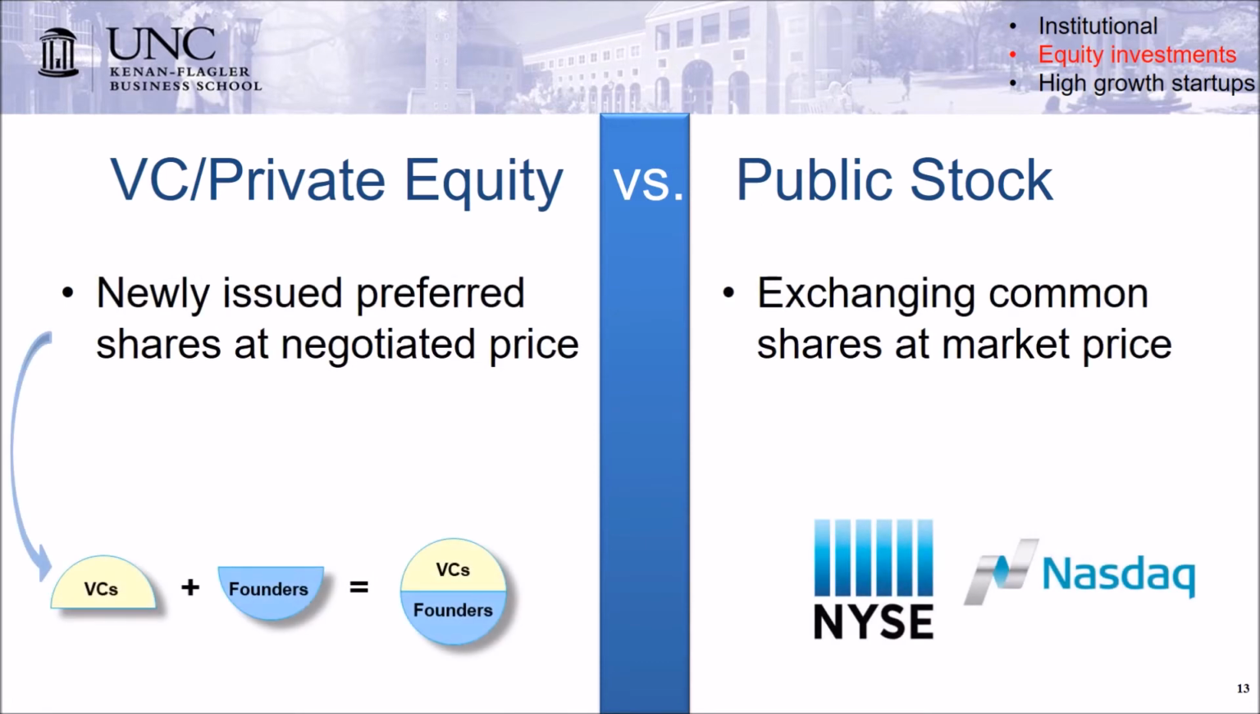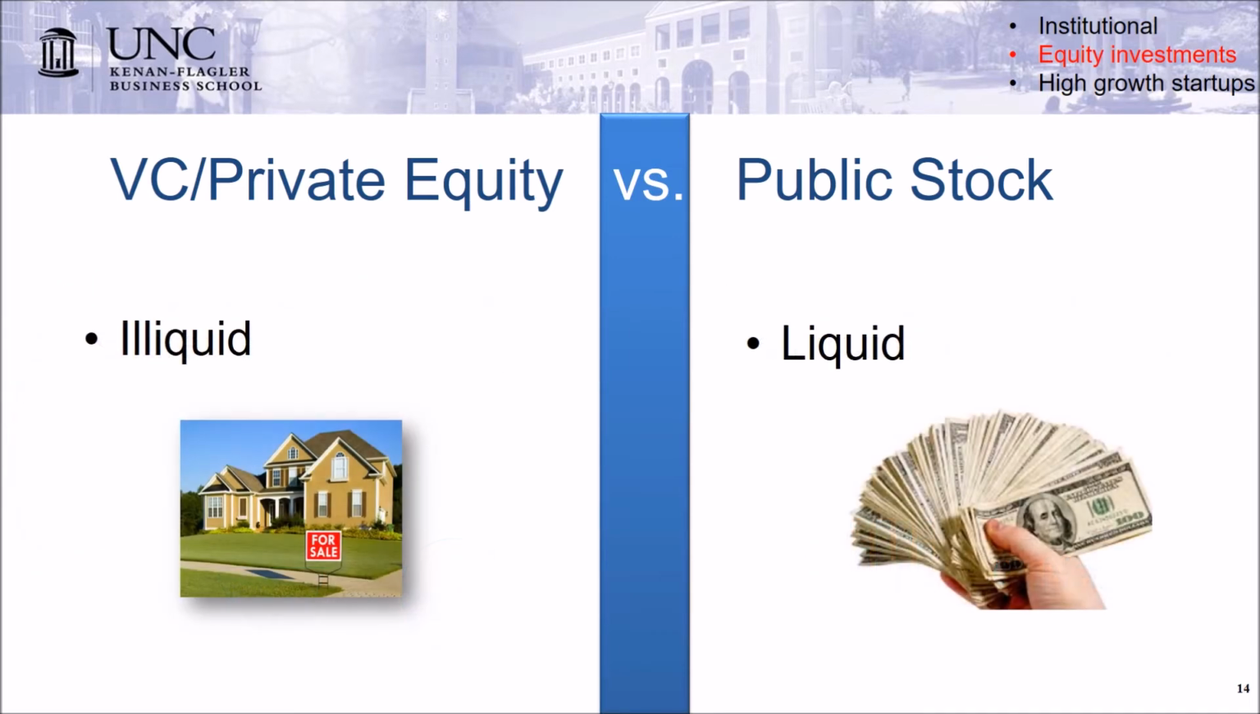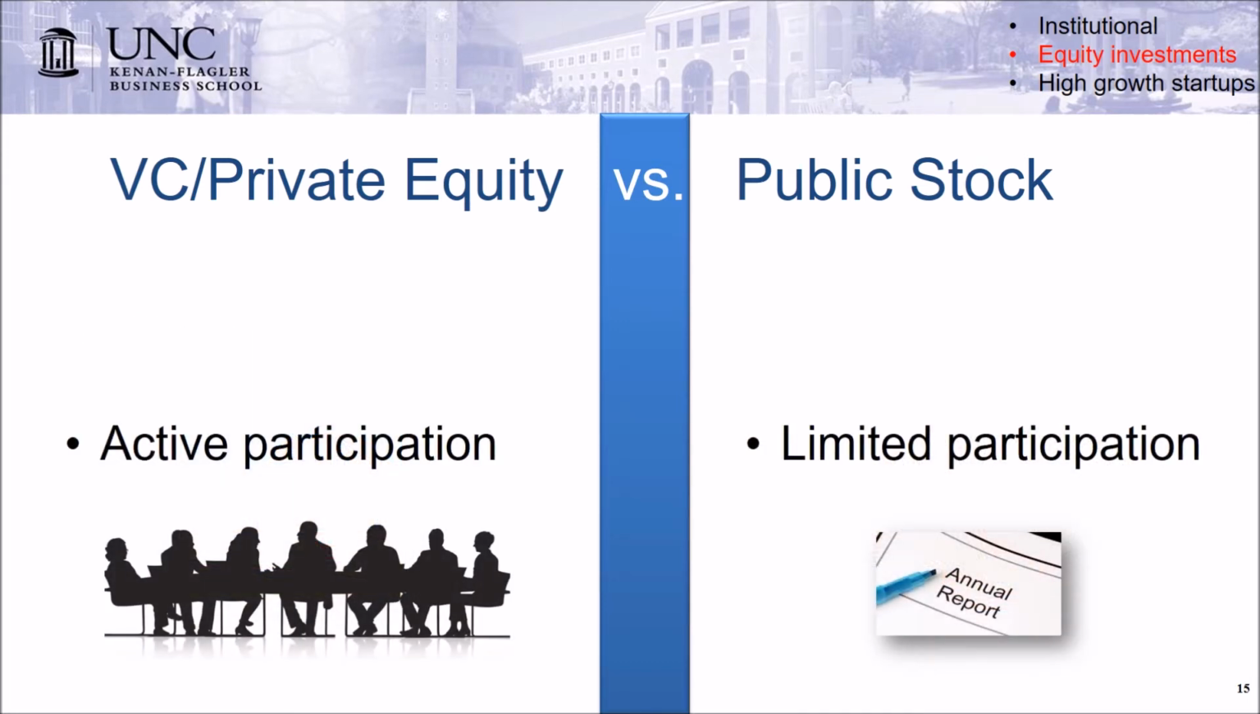Because VC transactions are private, nobody knows the details unless the private parties choose to disclose it in a press release. Compare that to public stocks, which trade day in and day out and have a market price. Public stocks are highly liquid, meaning you can convert them easily into cash. Private equity, on the other hand, is like a house. To liquidate private equity, you'd need to find a buyer and negotiate a price.